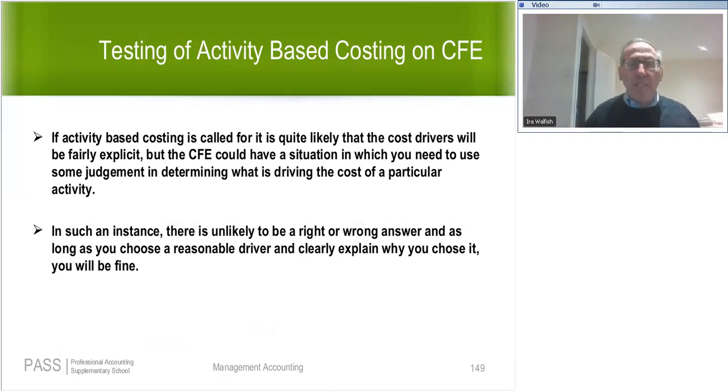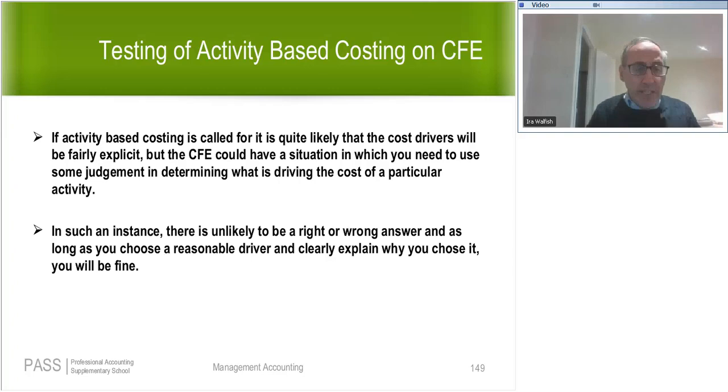If activity-based costing is called for, it's quite likely that the cost drivers will be fairly explicit. Very possibly, as I mentioned earlier, they will tell you what drivers to use, or they'll hint at it very strongly. However, in theory, the CFE could give you a situation where you need to use some judgment in determining what's driving the cost. So more likely they'll give it to you, but be prepared for a situation where you have to use judgment to come up with a logical driver.